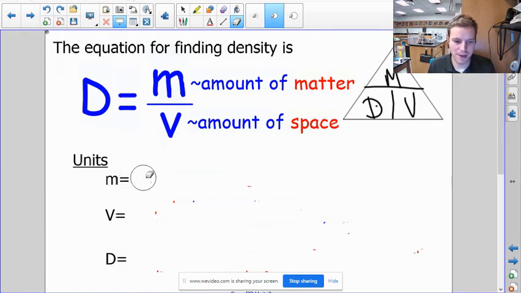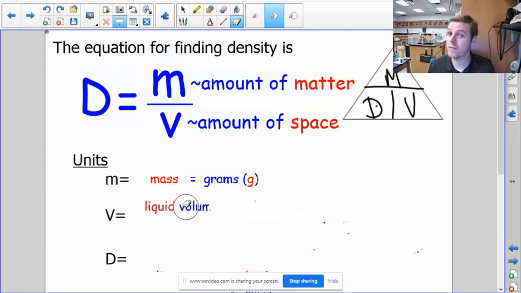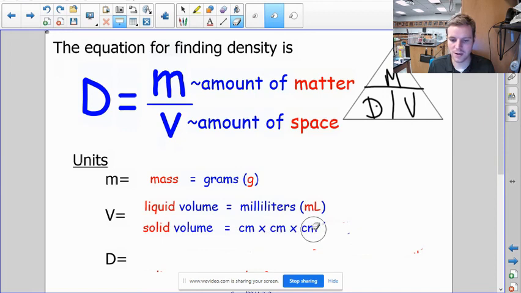So our units, mass, should be in grams with lowercase g. Volume, if it's a liquid volume, that will be in milliliters, mLs. If it is a solid volume, that will be in centimeters times centimeters times centimeters, aka centimeters cubed, just so you know. And please remember that 1 milliliter is equal to 1 centimeter cubed, okay? So 1 milliliter of a liquid volume takes up the exact same amount of space as 1 cubed centimeter of a solid chunk of something.